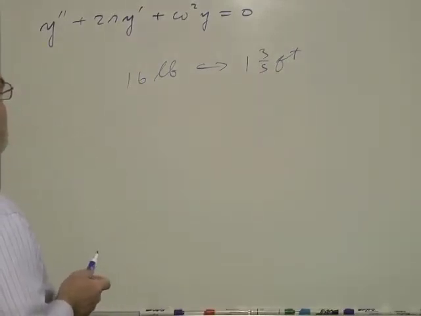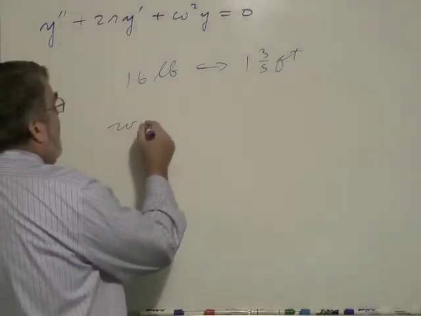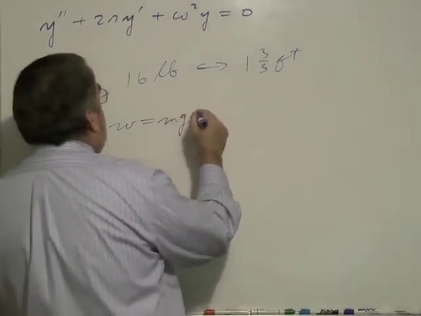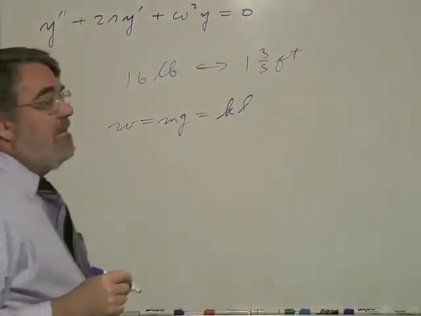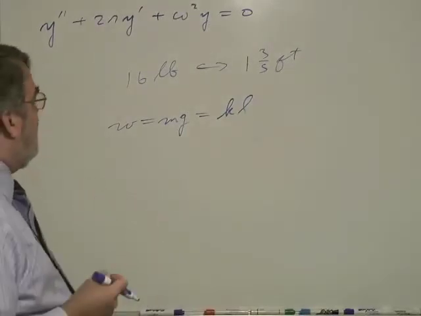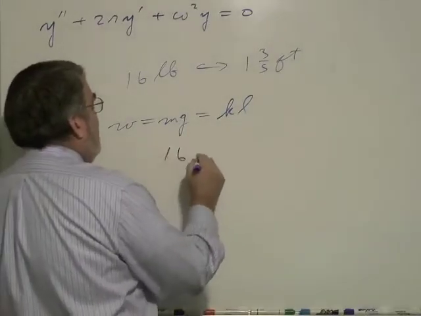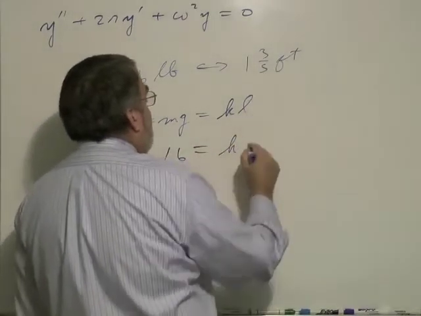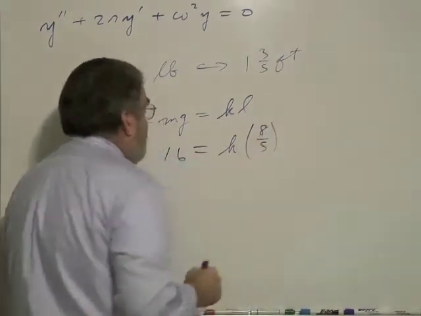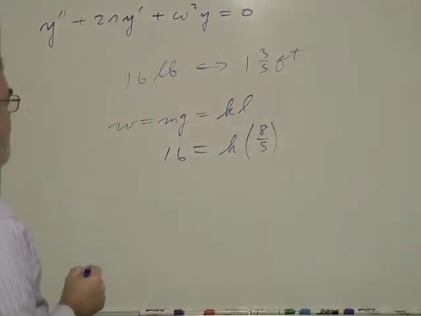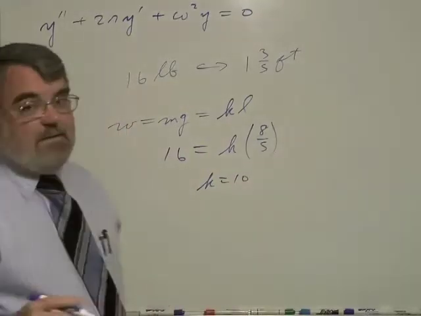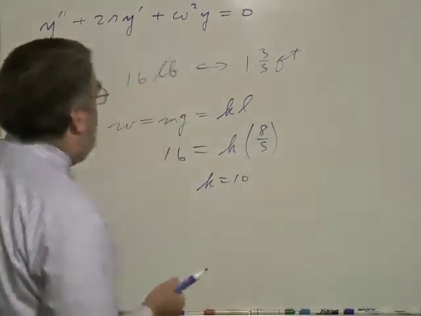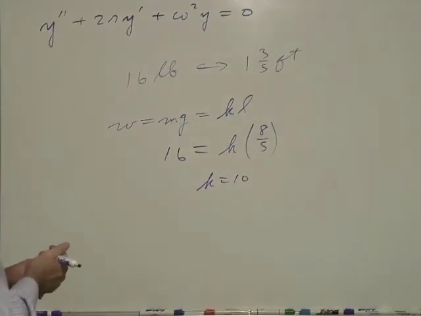Well, anyway, let's get on with it here. The weight is mass times gravity, but according to Hooke's law, it's also proportional to the length the spring is stretched. So a weight of 16 pounds is K times 8/5 feet, and we work out K to be 10. So the spring constant for this problem is 10.